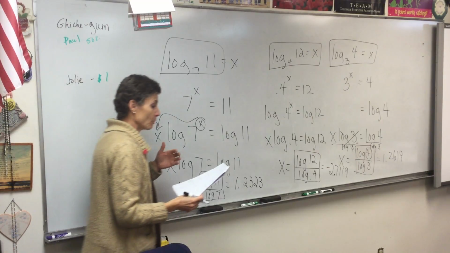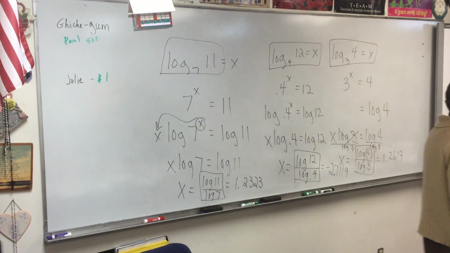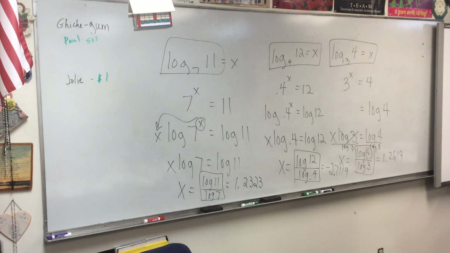So when I look at problem D, for example, what do you think the answer might end up being? Log of 3 over log of 29. And E will be log 18 over log 5. And F will be log 90 over log 2.